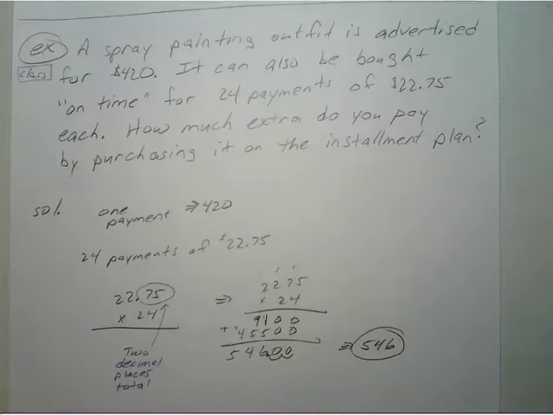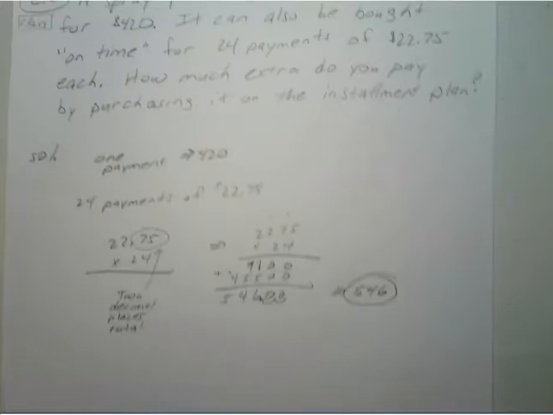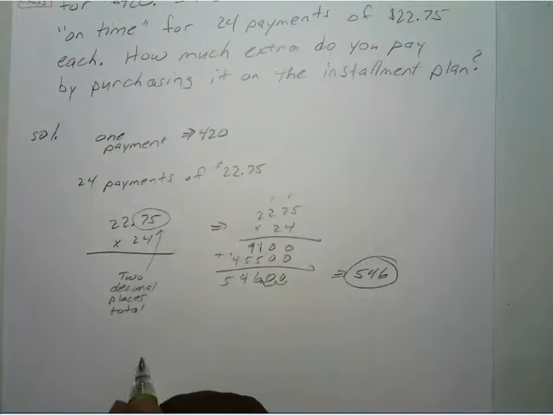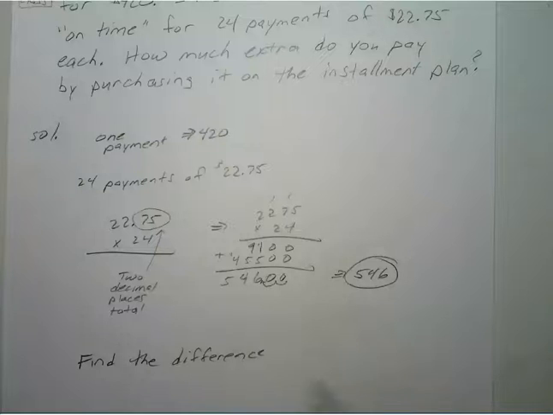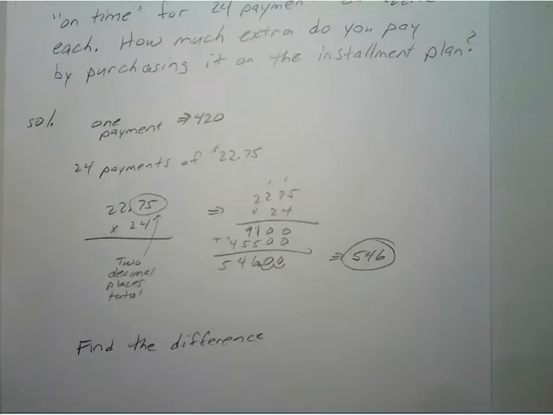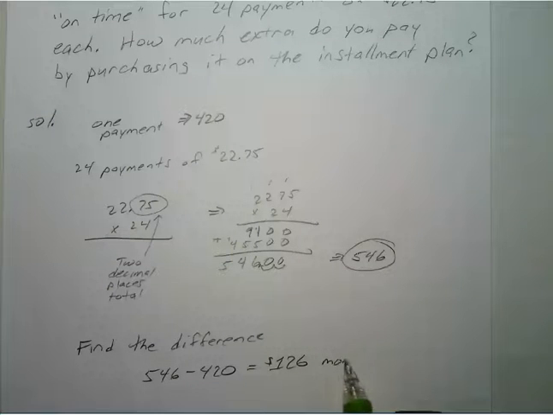Okay, but we're not completely done yet because we want to know how much extra you would pay by purchasing it on the installment plan. That means we have to find the difference between the two prices. So we have 546 minus 420, which is equal to 126. So you pay $126 more on the installment plan.